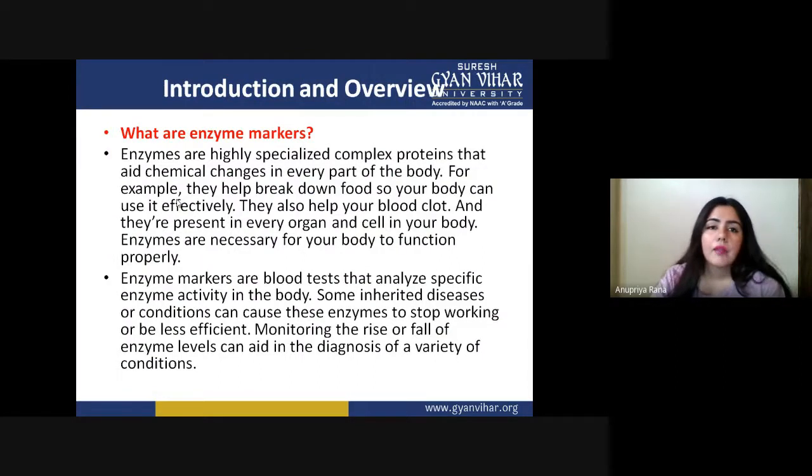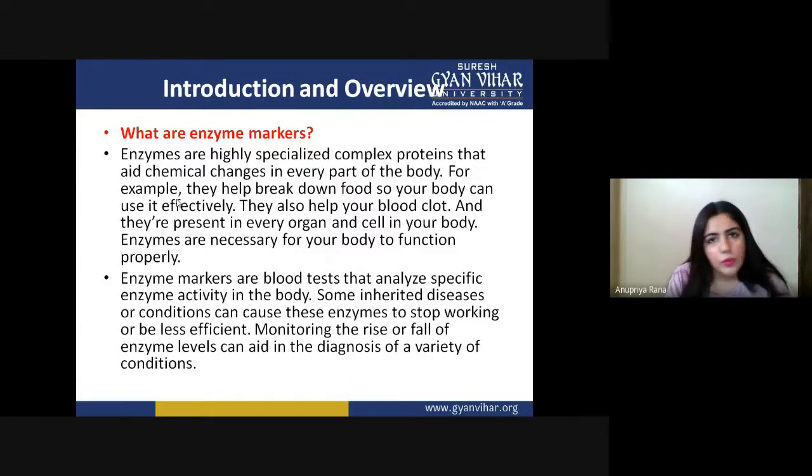So let's begin with what enzyme markers are and why they are needed. Enzymes are highly specialized complex proteins that aid chemical changes in every part of the body. For example, they help break down food so your body can use it effectively. Basically, enzymes are a protein supplement, or you can say they are different structures of protein, made of amino acids having some special structures and functions specific to them. They are responsible for the chemical changes in every part of the body.